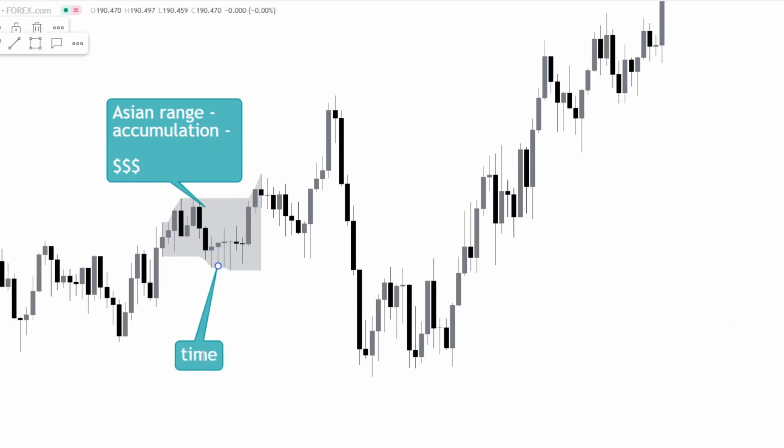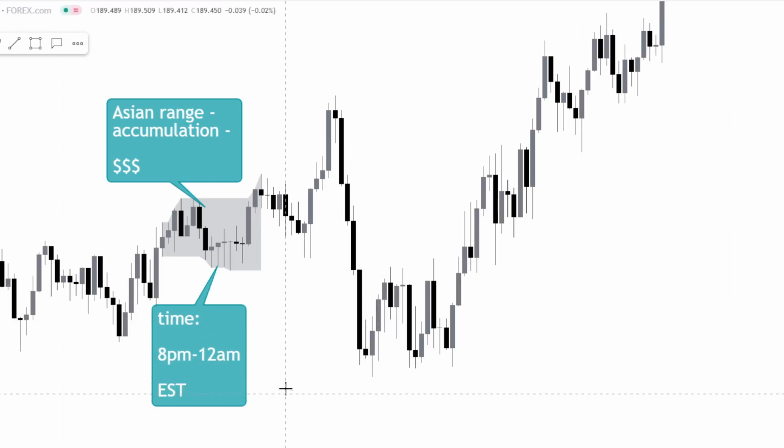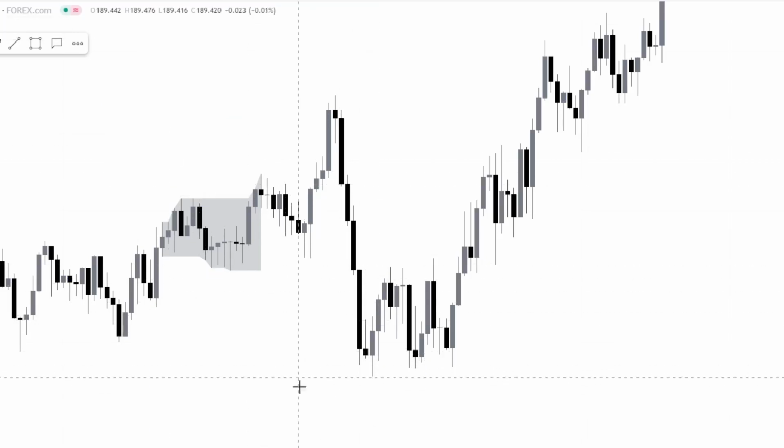What's the time of the Asian range? Now, the Asian range, keeping it to New York Standard Time, varies from 8 p.m. to midnight, right? 8 p.m. to 12 a.m. Eastern Standard Time or New York time, right? Important to understand. Very important.